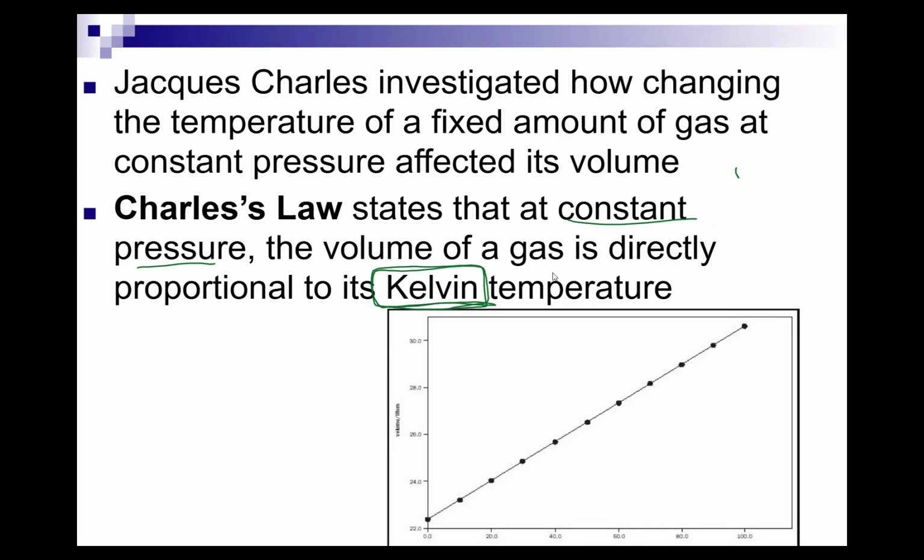So this means if you look at this chart that he charted with all of his data, that pressure's constant, the volume is directly proportional to its temperature in Kelvin. So as the temperature increases, the volume will increase. If the temperature decreases, the volume will decrease.